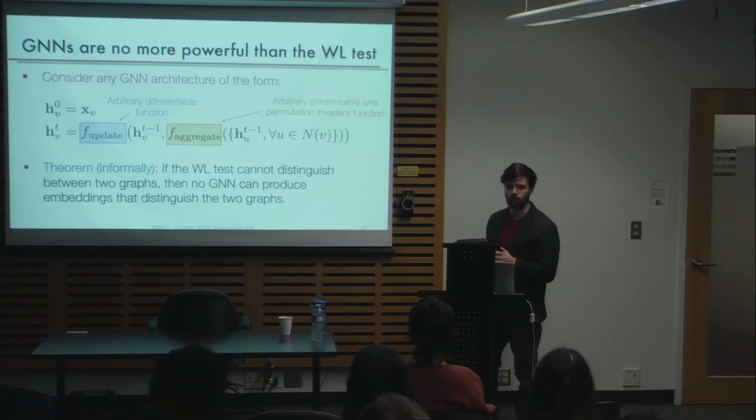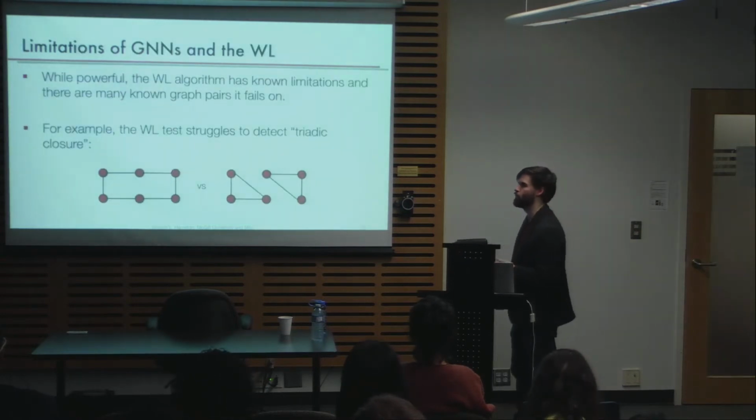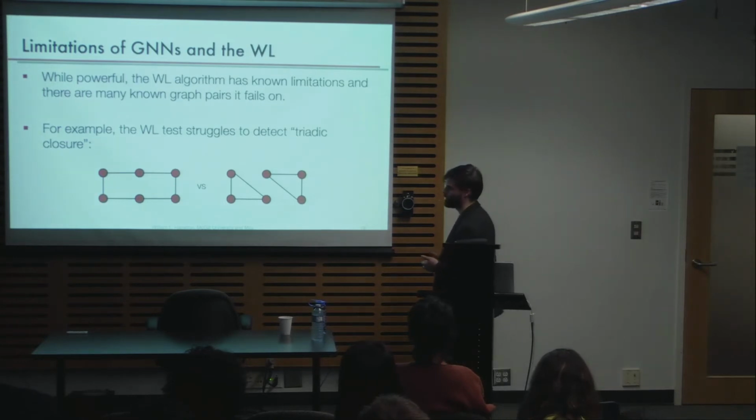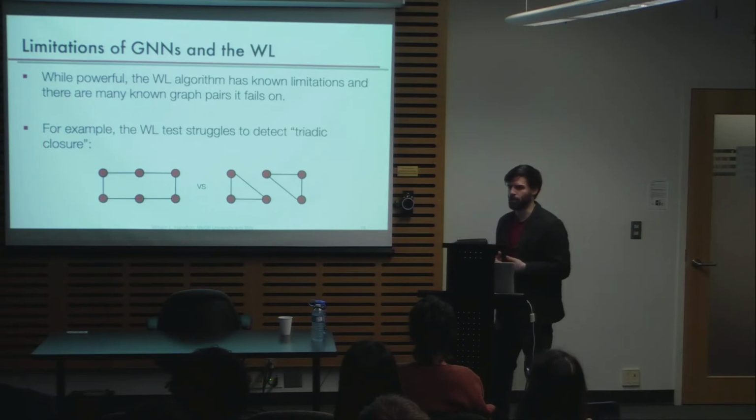So that's work that actually came out in ICML 2019, so just after this. And so why is this a limitation? You might ask, okay, well, in this worst case sense, we're no more powerful than the WL test, but does it actually matter? Is this just some kind of weird adversarial worst case examples that we're talking about?